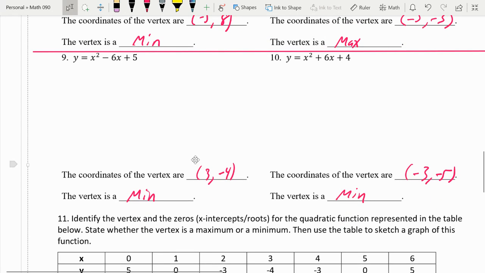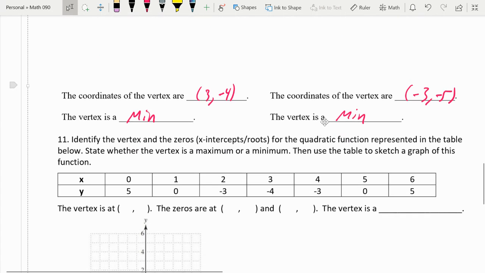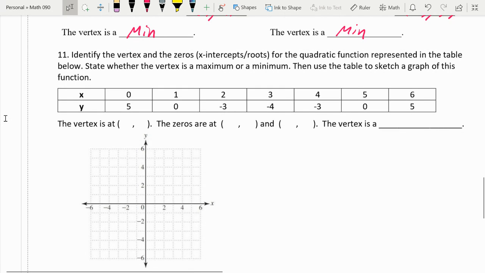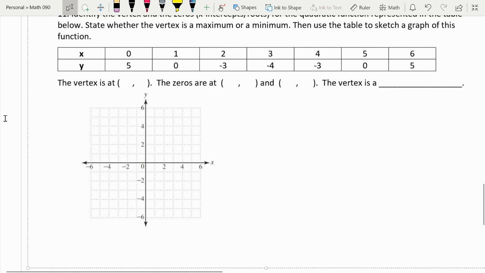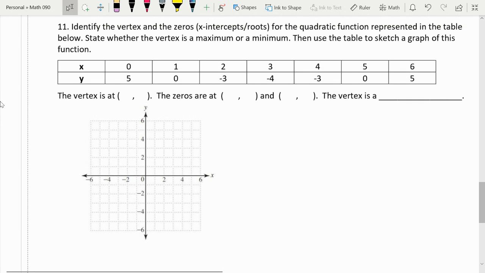For 9 and 10, I gave you the answers. You do them yourself. All right. Let's look at number 11. Oh, come on. Cooperate here. There we go.